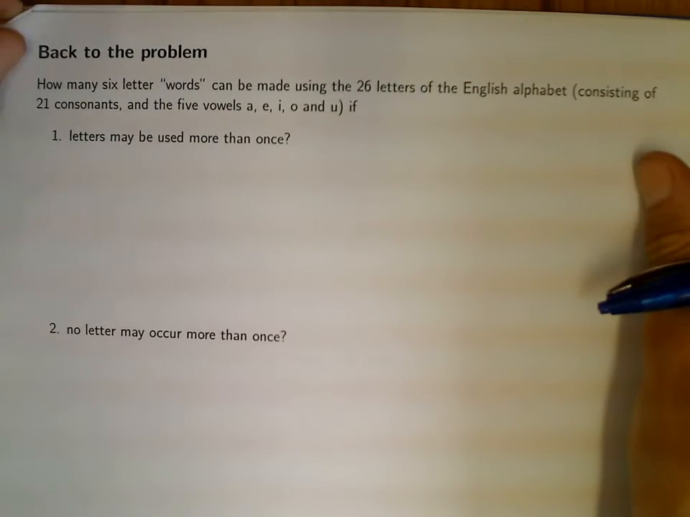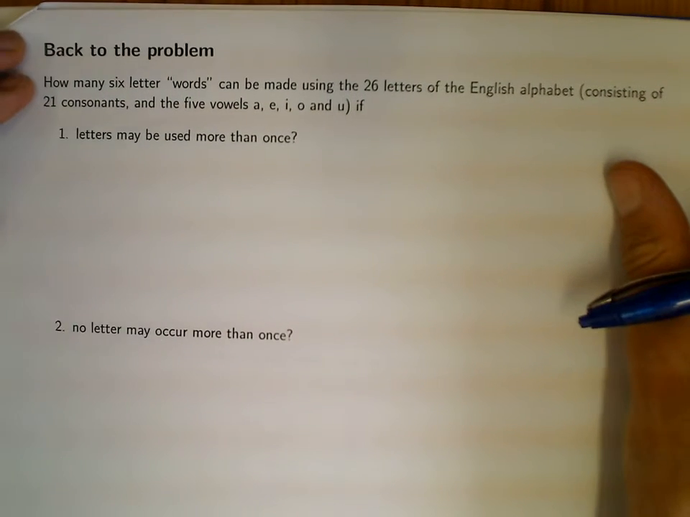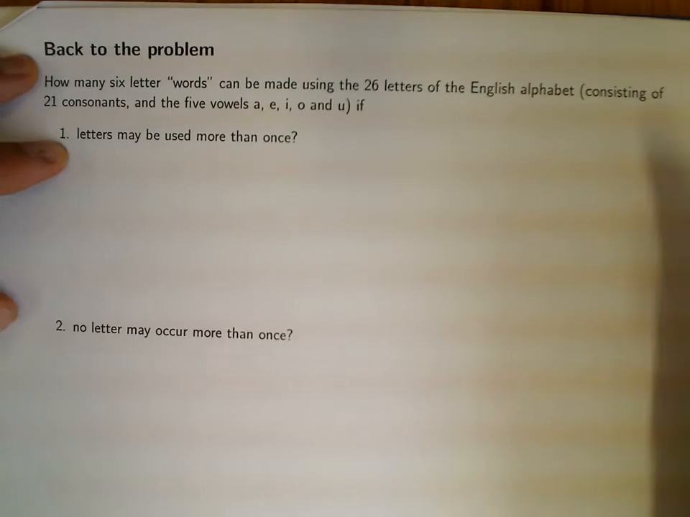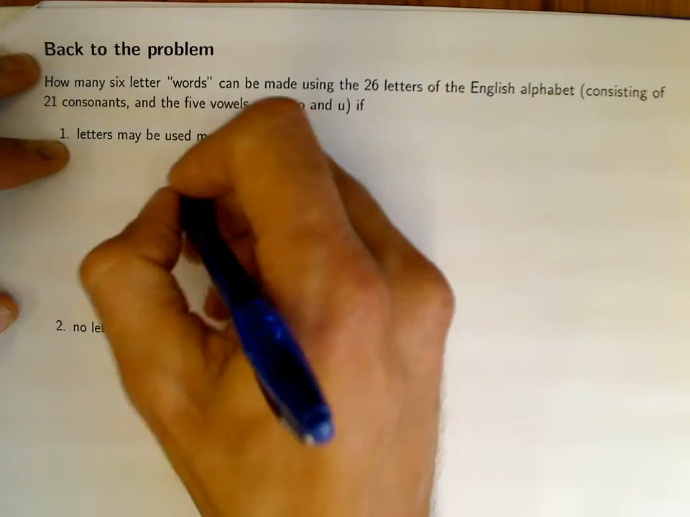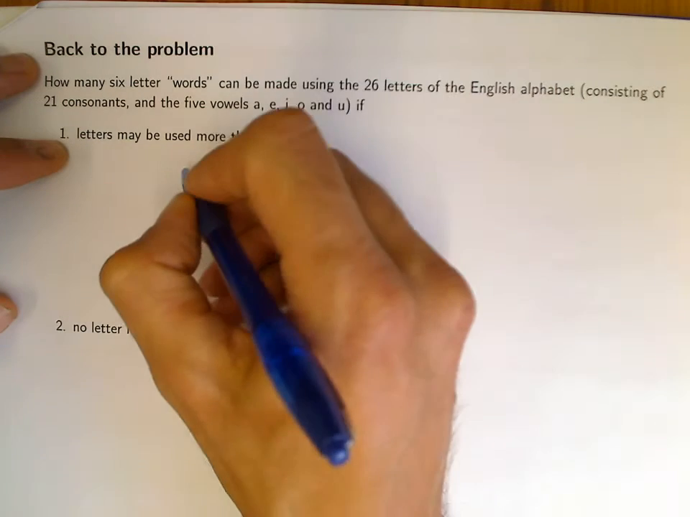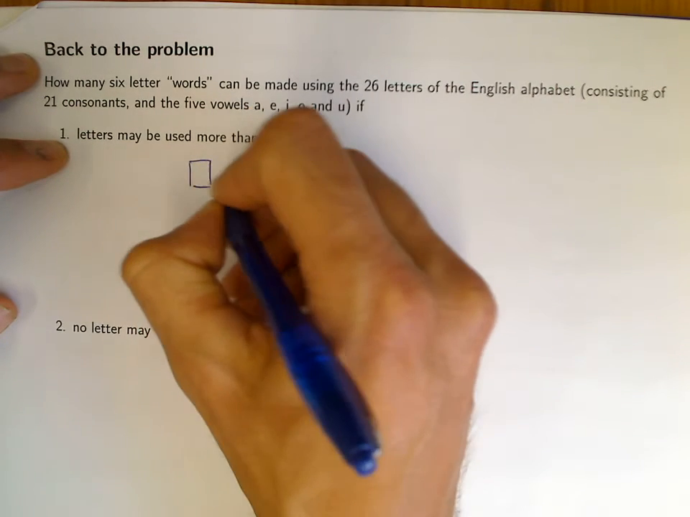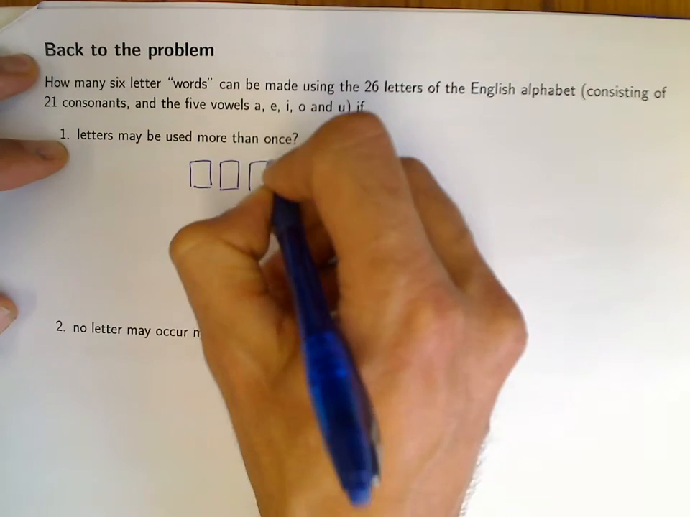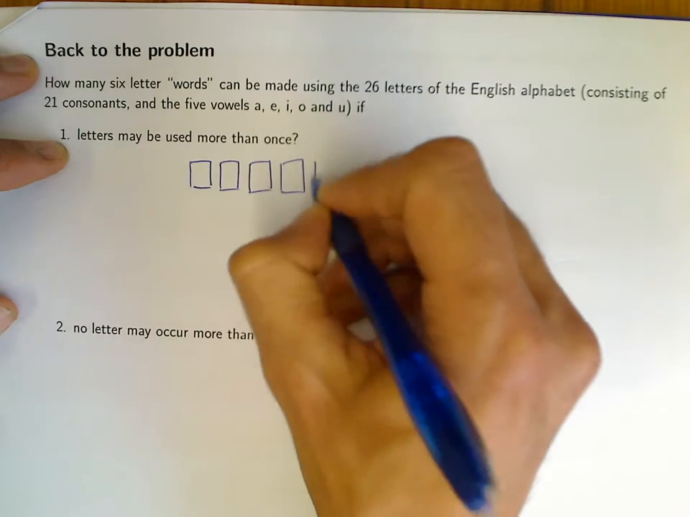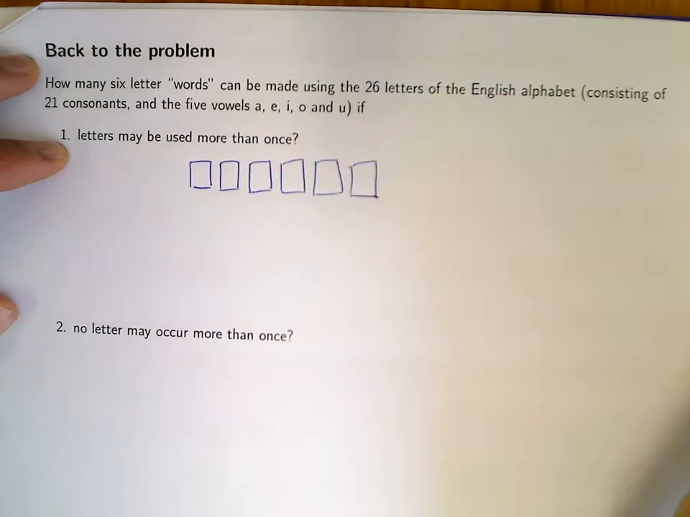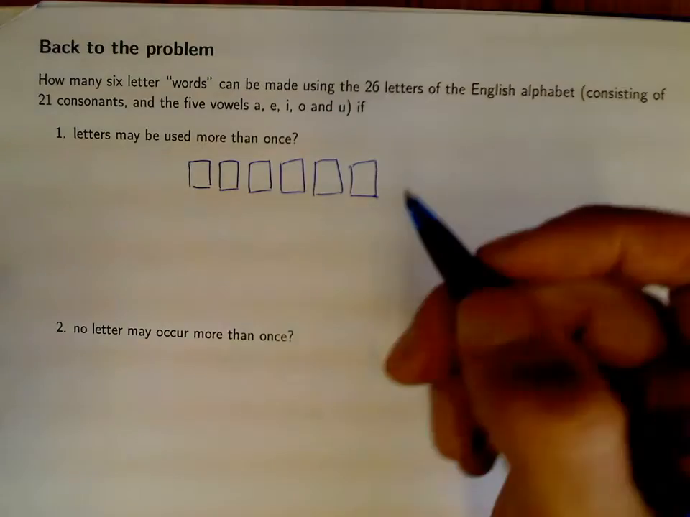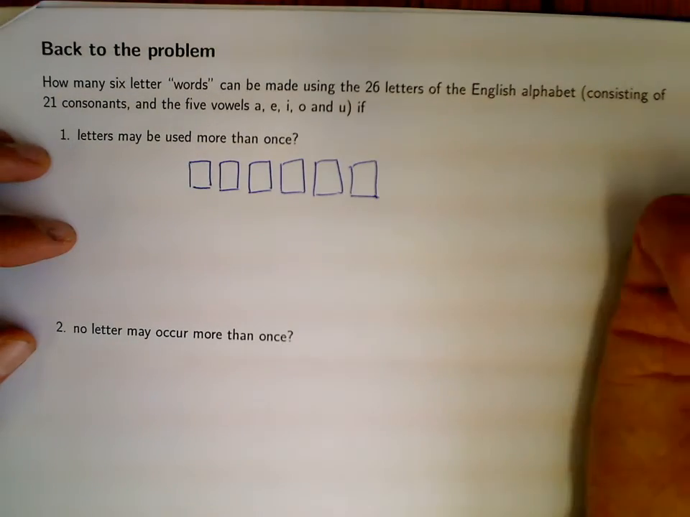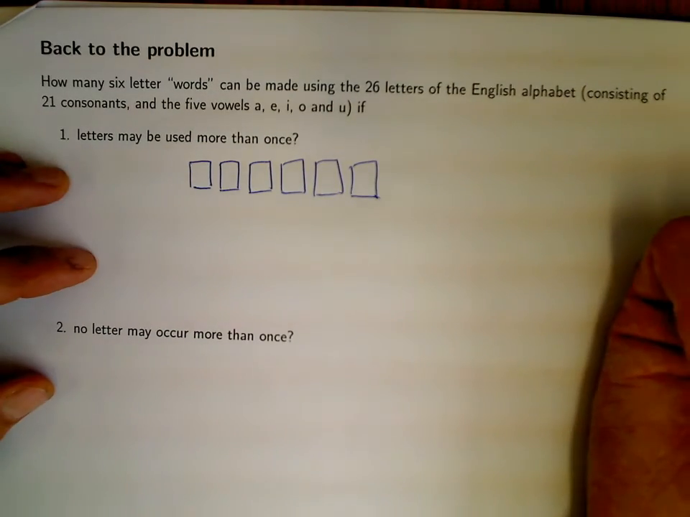So let's look at that, just going back to the problem. Okay, so we've just got to back up here to remind ourselves. The first one says letters may be used more than once. So this is the least restrictive of the questions. What I can do is think of my word as basically consisting of these 6 boxes. If I want to make a word, I need to just write a letter in each box as I go along.